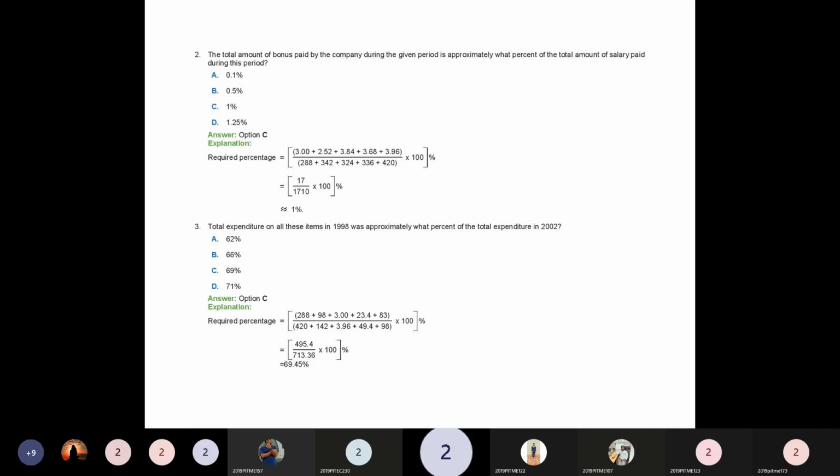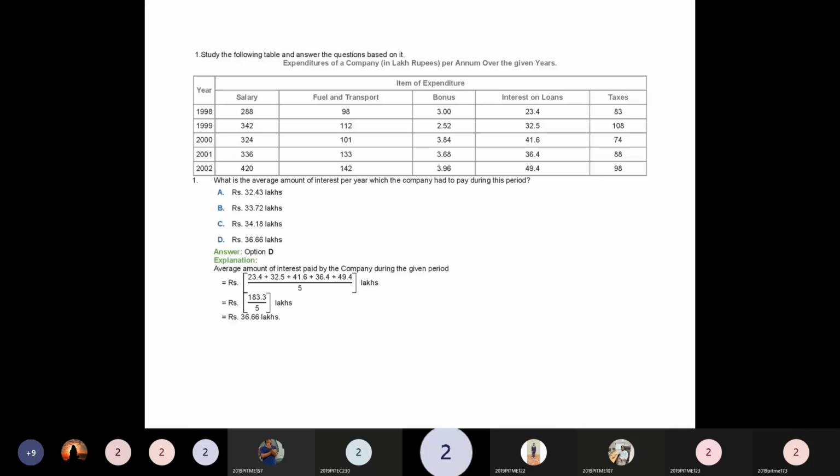Third one, the total expenditure on all these items in 1998 was approximately what percentage of the total expenditure in 2002? So you take only 1998 and 2002 total expenditure. Okay, now you take the first one. Total expenditure in 1998.